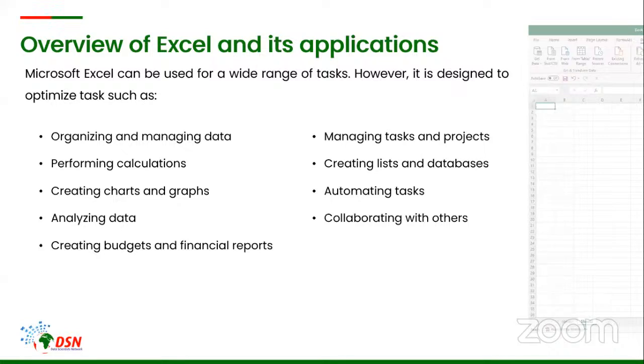We can also use Excel to automate tasks, like basically calculation tasks. You don't have to be doing calculation over and over again. You can just input some formulas in your Excel sheet, and when you are ready to do the calculation, Excel automatically has the answer. So that is automating tasks.